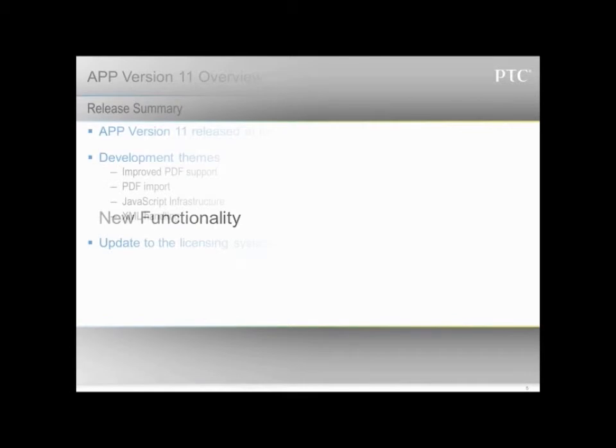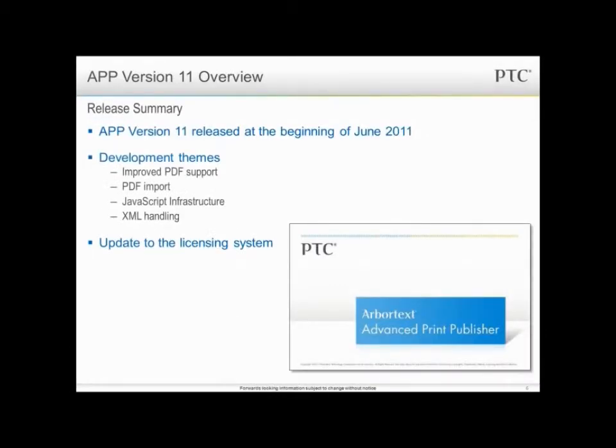So we're going to look at some new functionality. As already mentioned, version 11 was introduced at the beginning of June 2011, or maybe even the end of May. We had 4 main development themes. When we look at putting features into a release for APP and for any of the Arbortext products, we look at themes, areas of improvement that we want to make, and then build up specifications for the requirements for each of those areas and the things that we want to do. So we had that, but we also had a PTC-wide directive to upgrade the licensing system, and I'll talk a bit more about that later on as well.